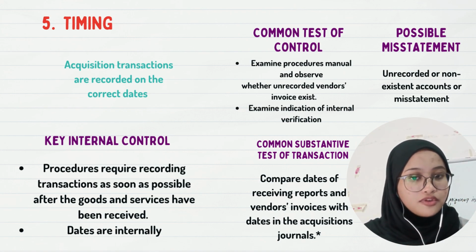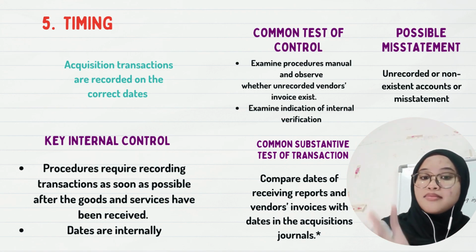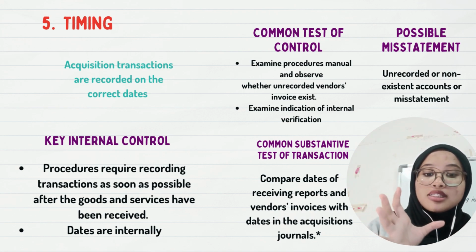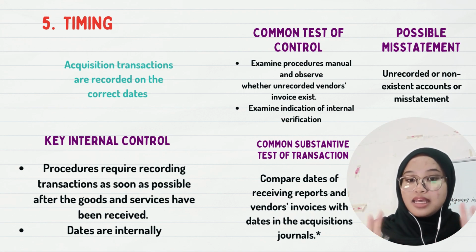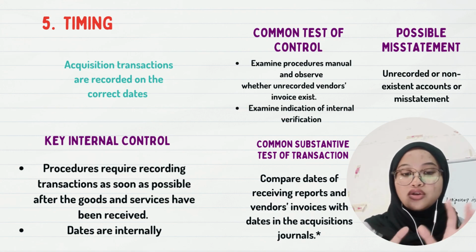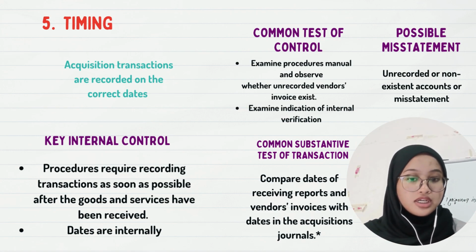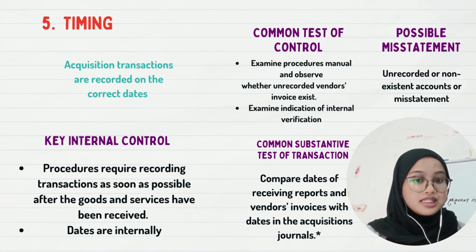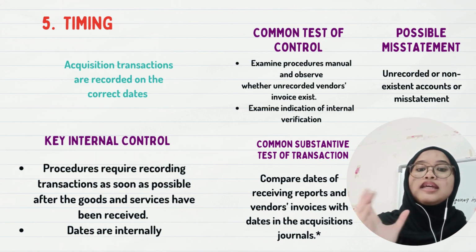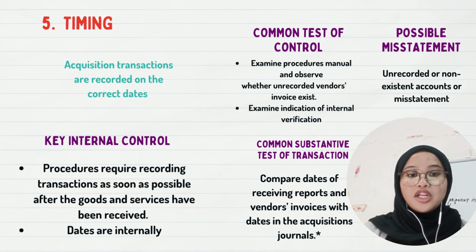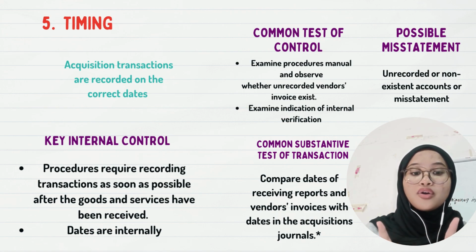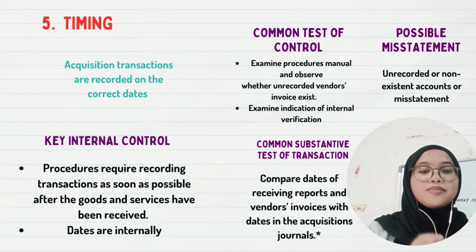So for common test of control for this, we have to examine the procedures manual and observe whether unrecorded vendors' invoices exist. Second, we have to examine indication of internal verification. So for common substantive test of transaction, we have to compare dates of receiving reports and vendors' invoices with dates in the acquisition journals. The possible misstatement that could happen in this is unrecorded or non-existent accounts or misstatement.